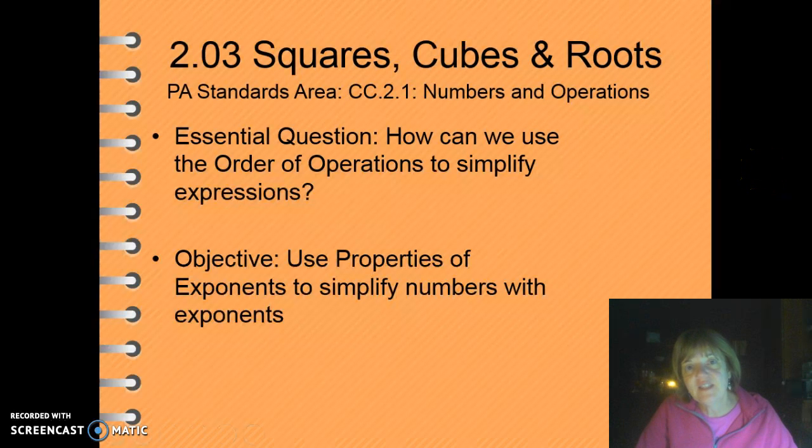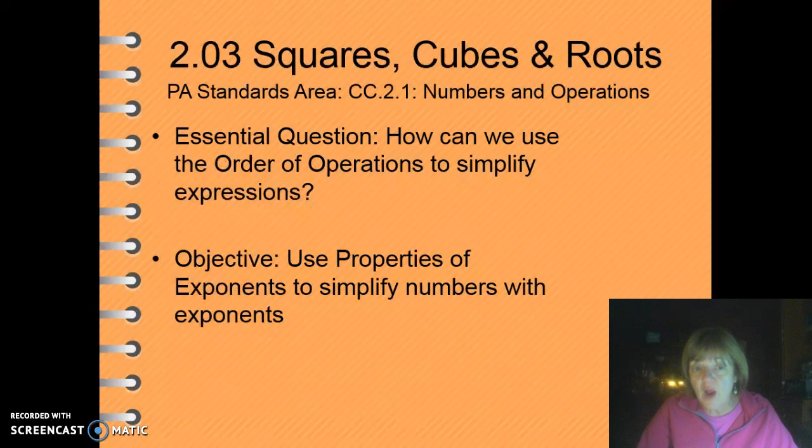Welcome to another lesson in your favorite math class. Today we're talking about squares, cubes, and roots. And we're going to continue working on being able to answer our essential question of how we can use the order of operations to simplify expressions.